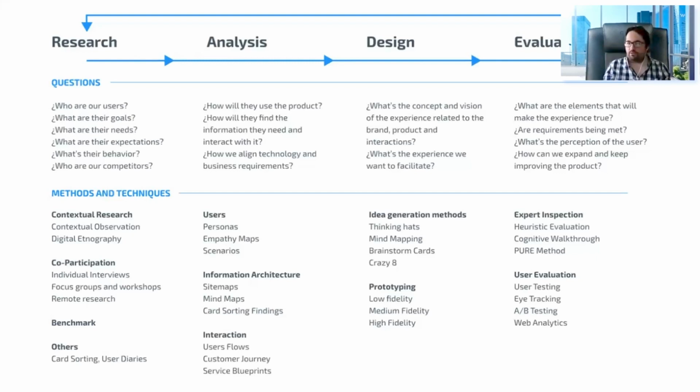And as part of the evaluations, we want to answer, what are the elements that make my experience true? Are requirements being met? I mean, I have a solution, but what's the perception of the user at this point? You can have two things. You can have expert inspection with heuristic evaluation, cognitive walkthroughs that are basically a set of processes that are already established, where you work with design experts to measure and to define if things are being met or problems are being found in the experience. And you can also do user evaluation, like user testing, A/B testing, web analytics, that actually, again, measure if, from the user perspective, things are being met or the requirements are aligned, right?